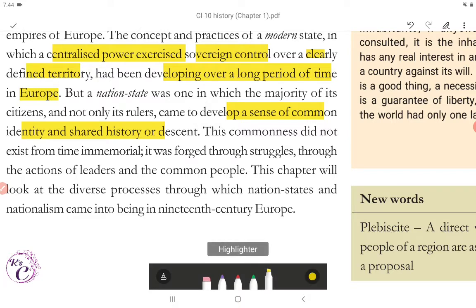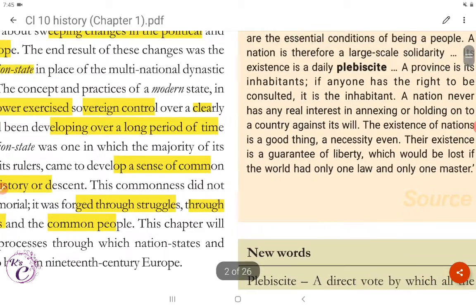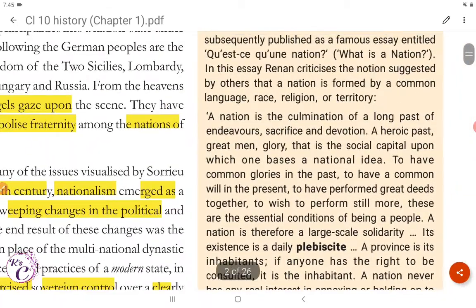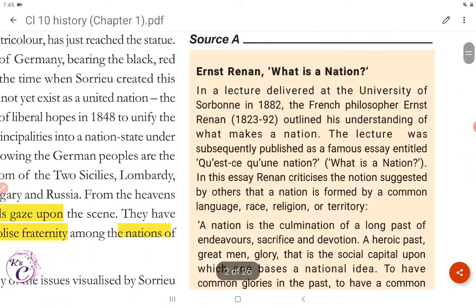So it was forged through struggles, through the actions of leaders and the common people. This chapter will look at the diverse processes through which nation states and nationalism came into being in 19th century Europe. And here's a source we have here. Source A. Ernst Renan, What is a Nation?